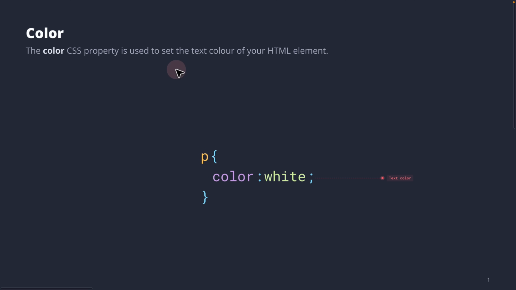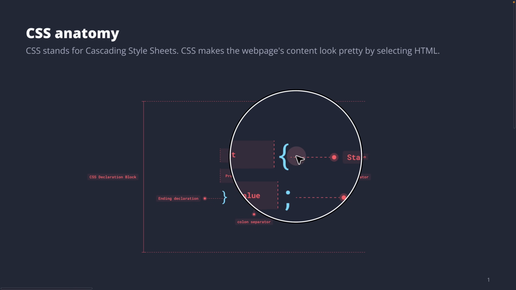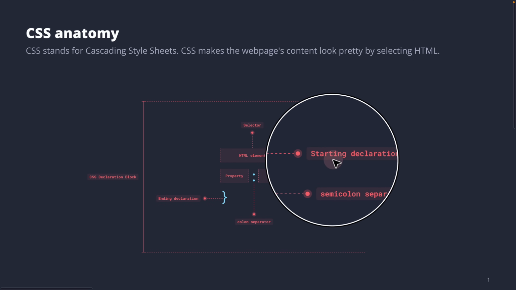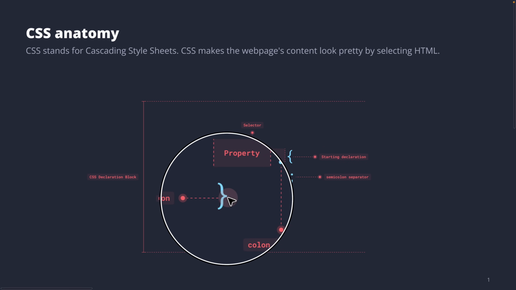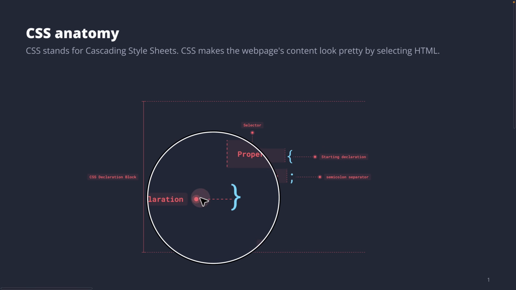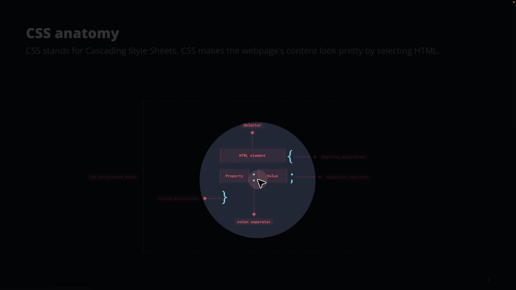So the first CSS property that you need to learn about is called color. But before I get into CSS properties, I do want to give an overview of how CSS declarations look like. You need to always select your HTML element, and you always start with your curly brace. That means you have started your declaration, and then you close that with, again, a curly brace. That would basically end your declaration. And this entire thing is called a CSS declaration block.